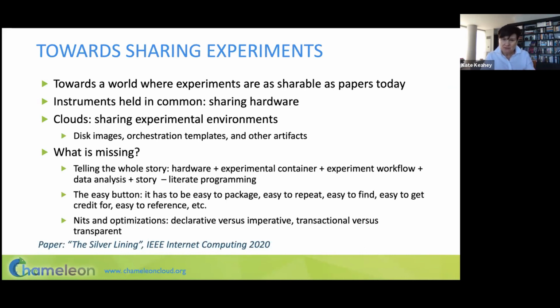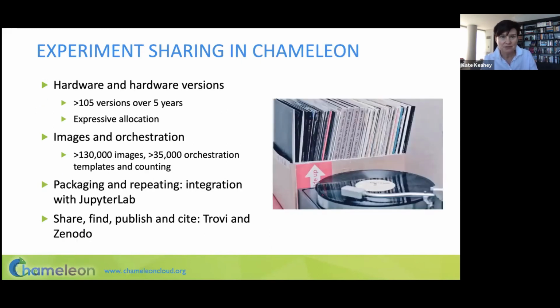And there's a bunch of nits and optimizations about how we do this, how we do that. I won't go into this. I wrote an editorial last year that kind of summarizes most of those things if you're interested. So experiment sharing for Chameleon, like I already mentioned, hardware is versioned. Right? Images and orchestration templates, we've got lots and lots of them, thousands of them. Our users created them. They're also versioned.